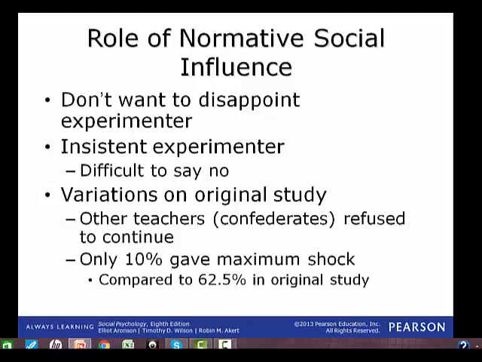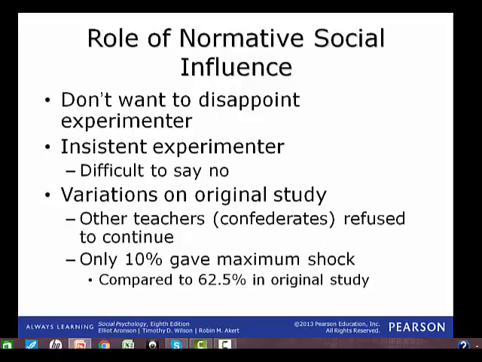So if they had one other person that said, you know what, I'm not going to do this, you were less likely to do it as well. But still, there were so many people that did this that basically would have killed someone if anyone had actually physically been hurt. Now let's think for a second about the ethics of this study.